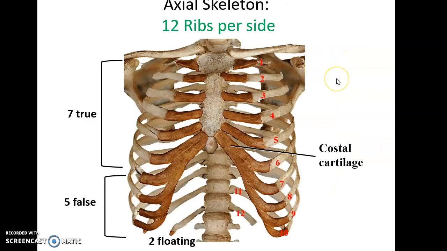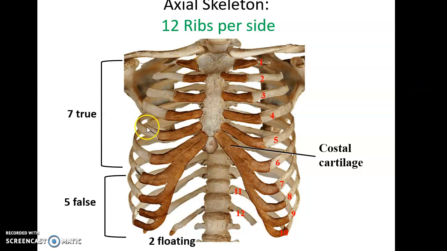Also forming the thoracic cage are the ribs. There are 12 ribs on each side. Their names are 1, 2, 3, 4, 5, 6, 7, 8, 9, 10, 11, 12. They are attached to the sternum, usually. And when they are attached, it's via costal cartilage, that hyaline cartilage.